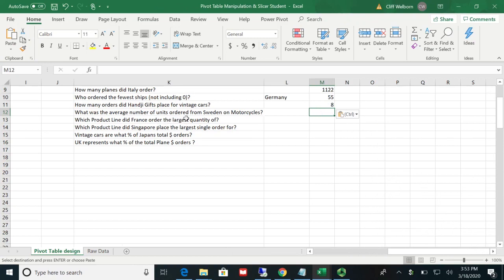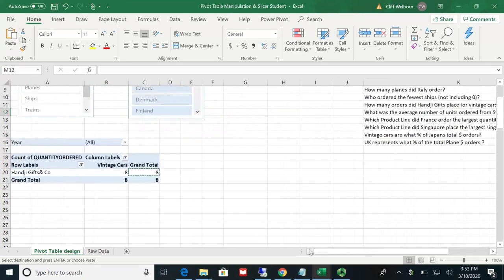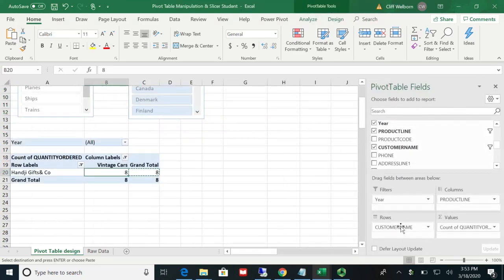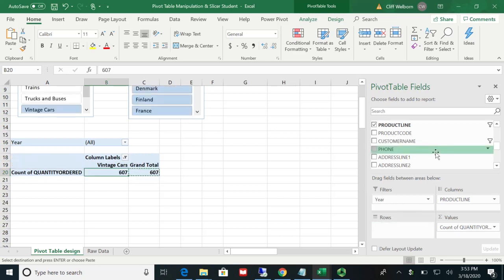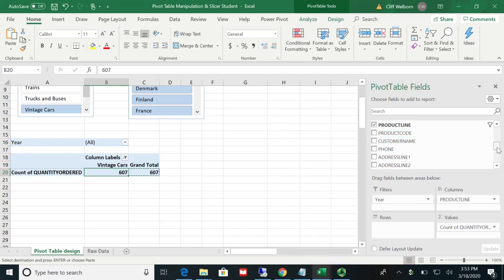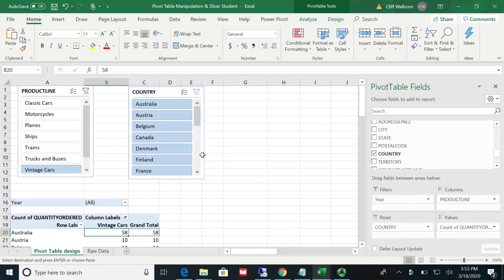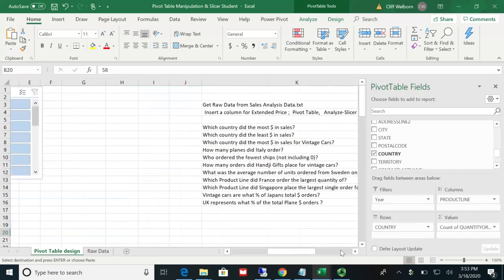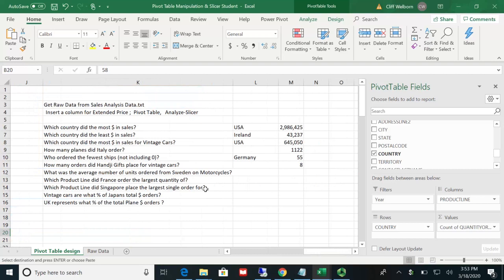All right, what was the average number of units ordered from Sweden on motorcycles? So here we go. We'll go back to our pivot table, and we don't care about customer name anymore. One thing we want to do is take our filter off for customer name. We want to look at everybody again. But now we're back to the country. And so we're interested in Sweden and motorcycles and the average number of units on an order.